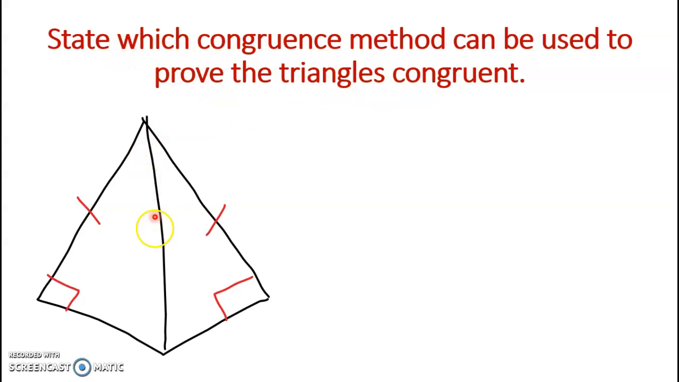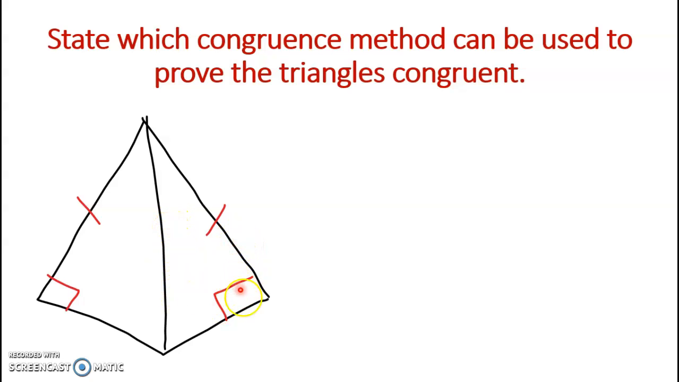Which congruence method would you use to prove this one? Now be careful. It's not that whenever you see a right triangle, you think it's HL. Again, you have to check to make sure that you know the hypotenuse. You could have a right angle and the method could be side, side, side, or angle, side, angle. So you just have to look, but check for HL first.